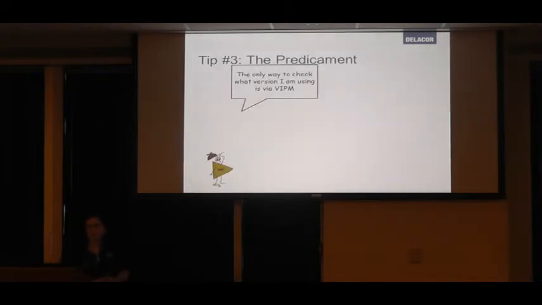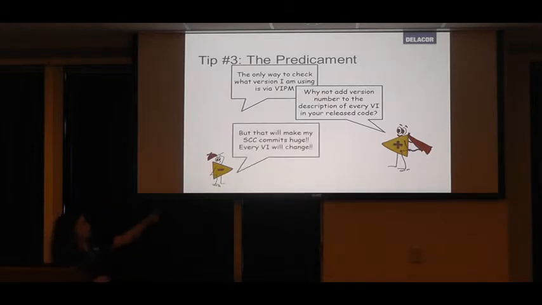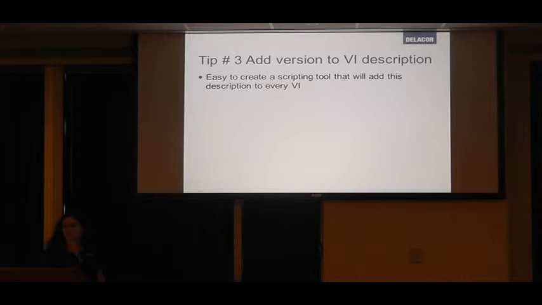Okay. The only way to check a version I'm using is via the VIPM. So why don't you add a version number to the description of every VI in your release code? That will make my source code control commit huge, right? I'm touching every single VI. So the way I do that is easy: create a scripting tool that will add this description to every VI.